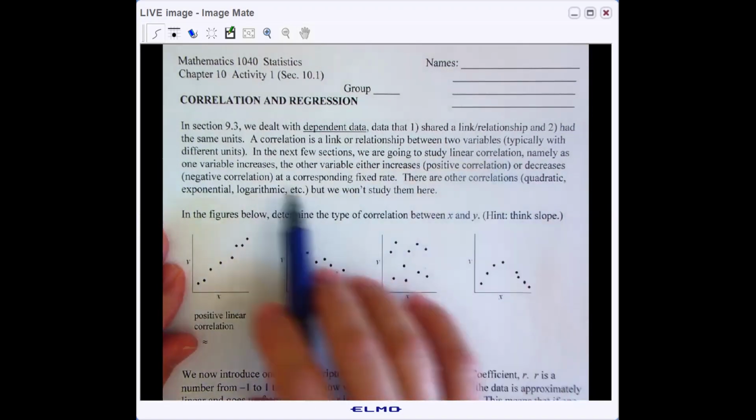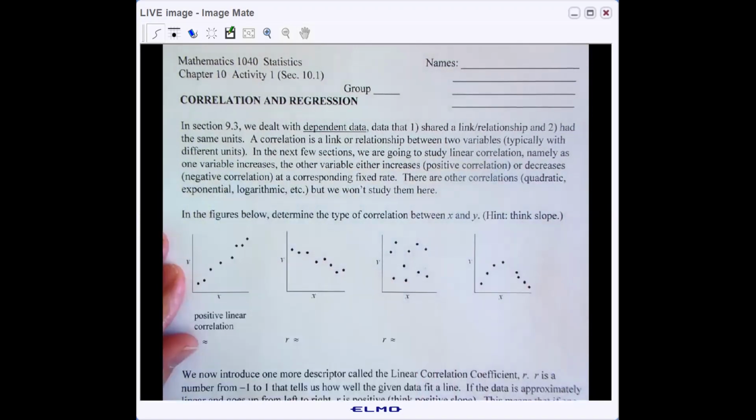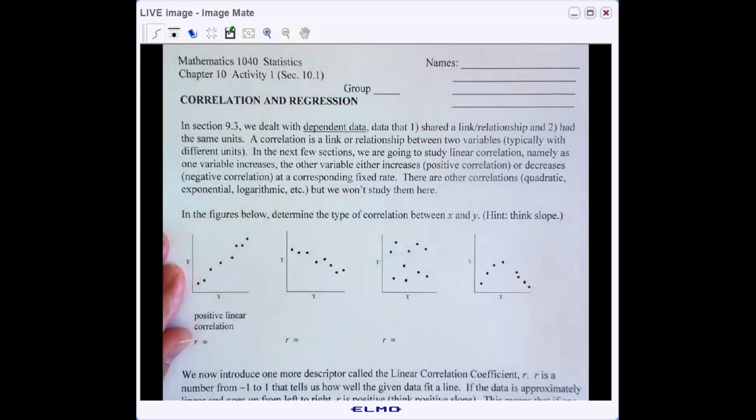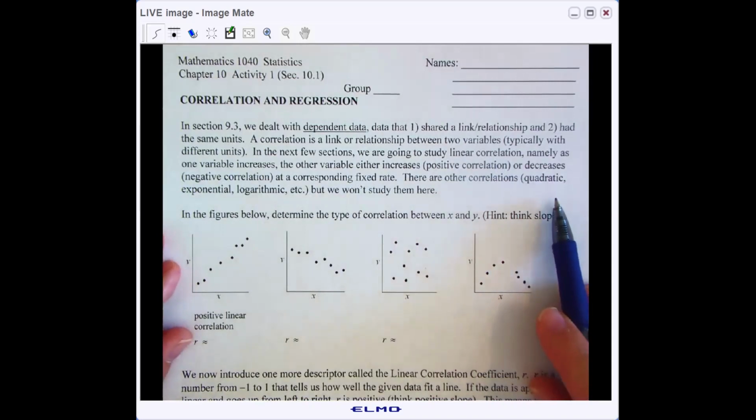And that means that as one variable increases, the other variable either increases, called positive correlation, so they increase together, or that as one increases, the other one decreases, called negative correlation, and they happen at a corresponding fixed rate. Now, there are other correlations, such as quadratic, exponential, or logarithmic, but we're not going to focus on them here.